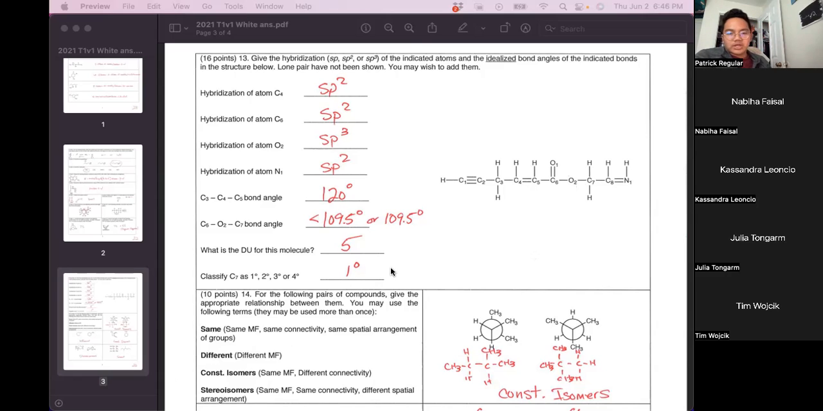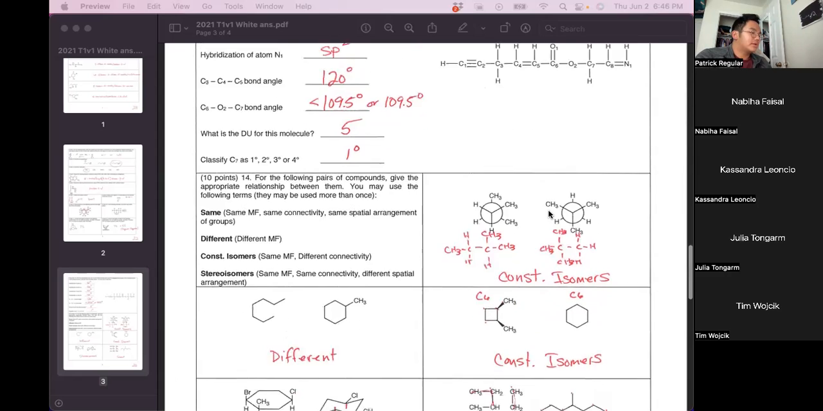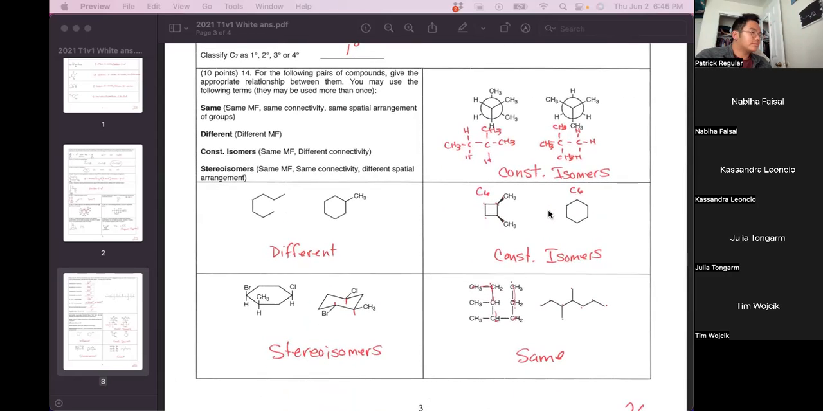The degree of unsaturation, that's an equation you should know, it's 5. And C7 is connected to an oxygen and then 1 carbon, so it's primary. Looking at, let's just work from the bottom up. These are the same because follow along these carbon chains. There are methyl groups on the third and the fourth carbon on that heptane.